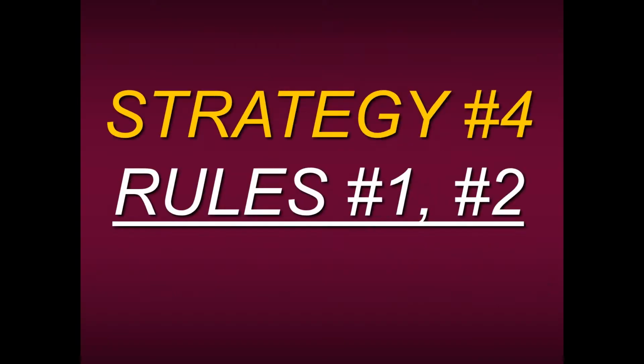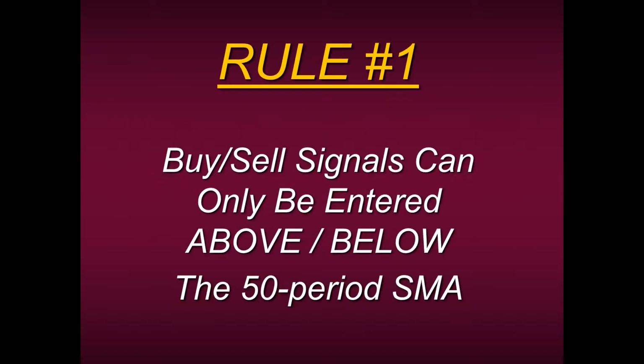All right, so let's go over strategy rules 1 and 2 for strategy number 4. Rule number 1: buy or sell signals can only be entered either above or below the 50-period simple moving average. In other words, if price is below the 50-period moving average, you will only be looking to generate a sell signal. We will never generate a buy signal if price is below the 50. And if price is above the 50, we will only be looking to generate buy signals. We will not be looking for sell signals.